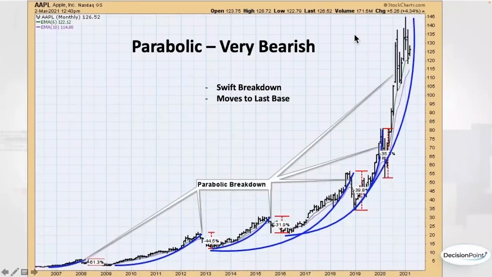All right, the parabolic. This is Apple, and I think this one gives you a really good picture as to how dangerous these parabolic moves can be. Like I said, it's a lot of fun when you're on the move and in one of these parabolics, but you need to be very careful because when they break down, they generally break down very quickly and in a big way. So you can see it took all this time to get the rise and then immediately, boom, it took only a few months before we had that breakdown and it moved price down 44%.